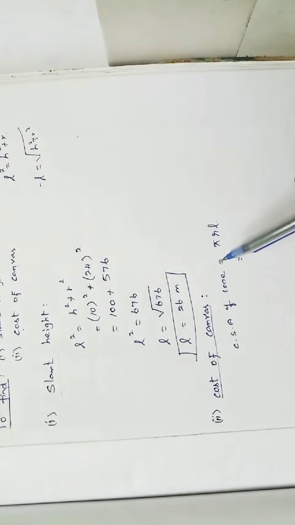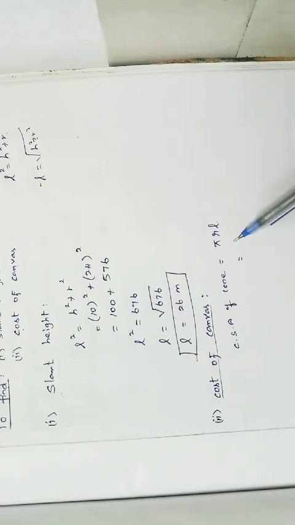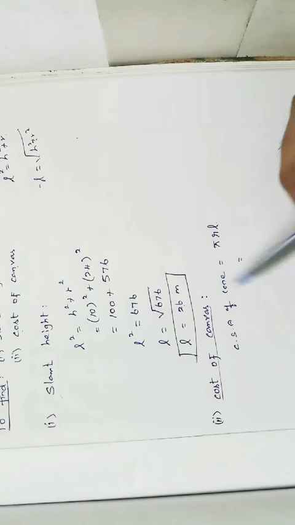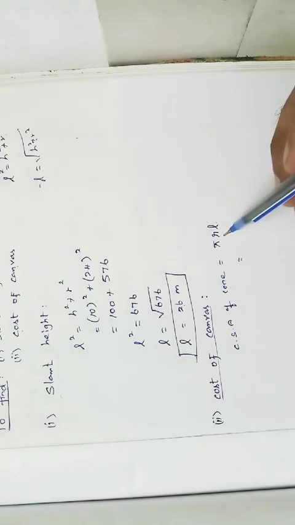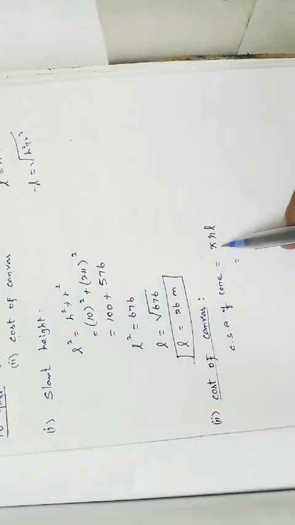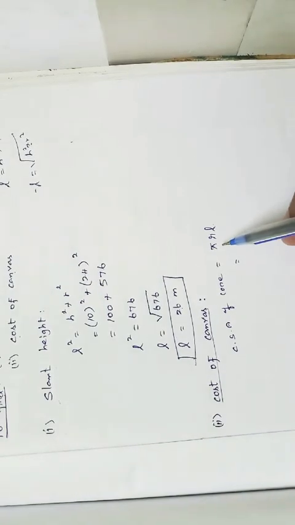But see the radius. What is the radius? Radius is equal to 24. It is not in the form of a multiple of 7, and L is also not a multiple of 7. So better we can go for pi is equal to 3.14.